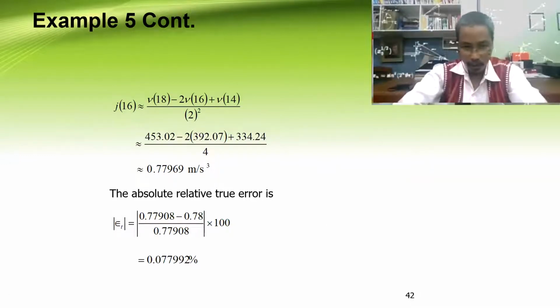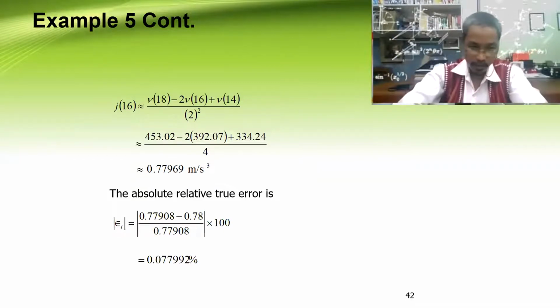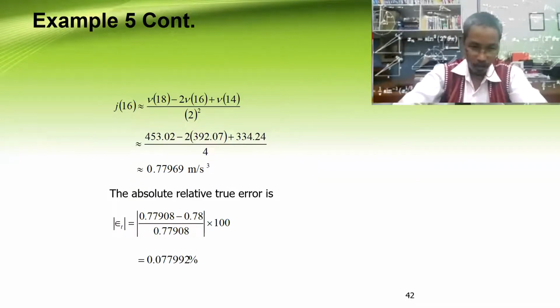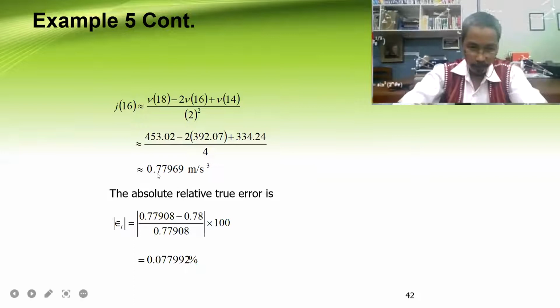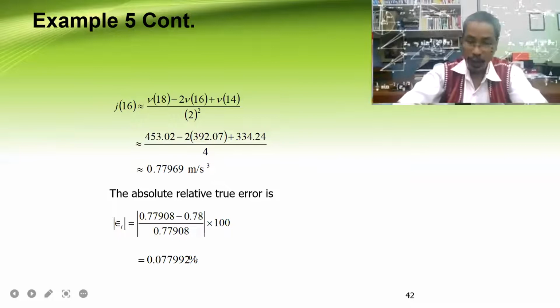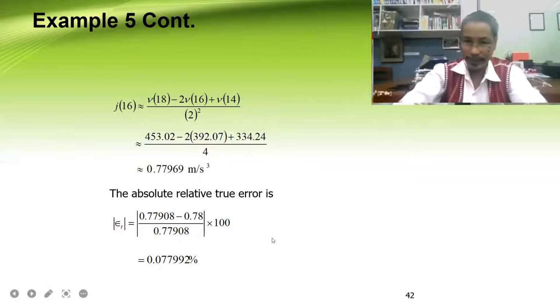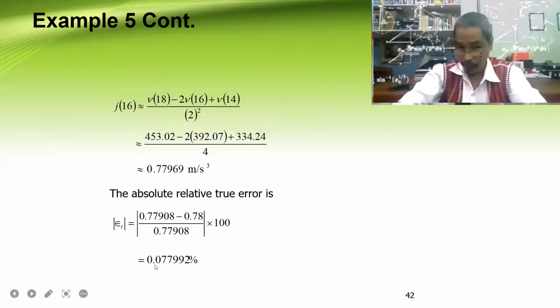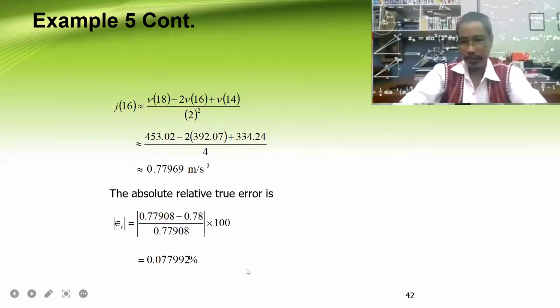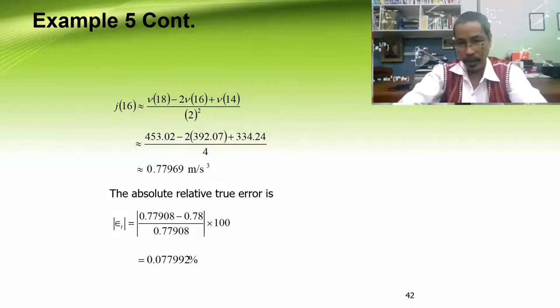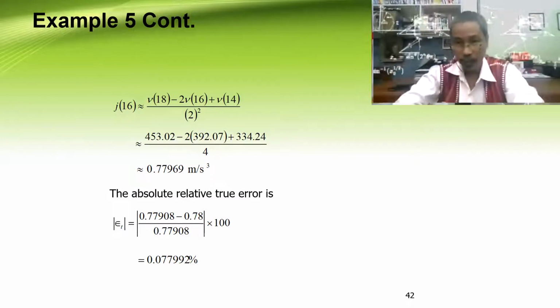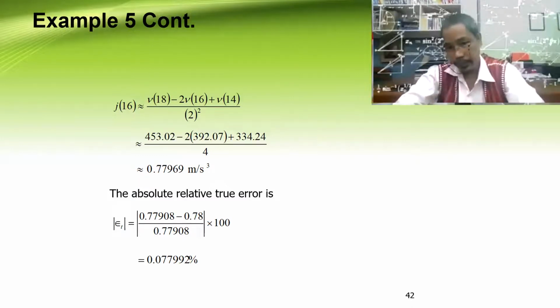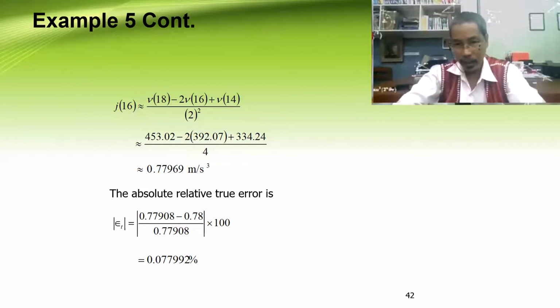Solve for the absolute relative true error. You'll notice that the absolute relative error is less than 0.1%. Actually, that is 0.08%. What is 0.08%? That is 8 pesos for every 10,000. Very small value, negligible value.